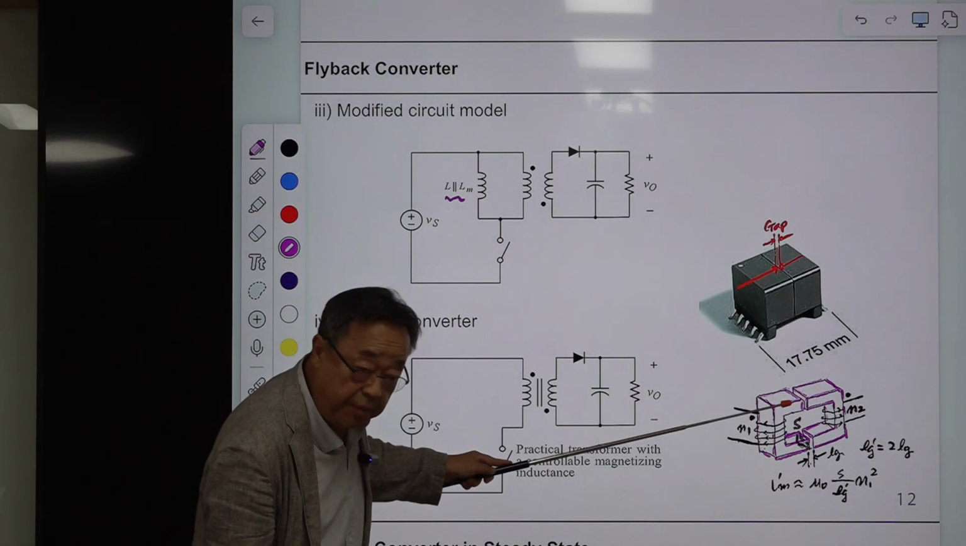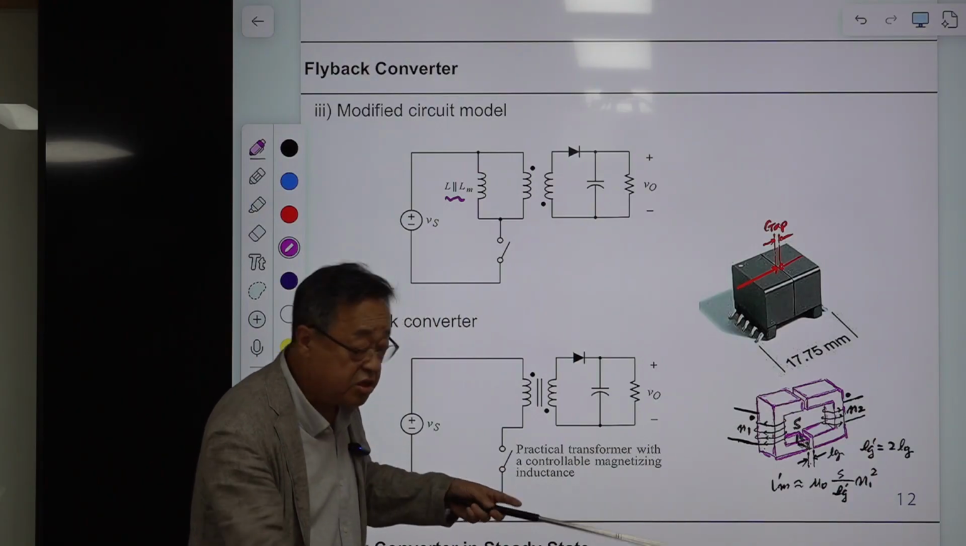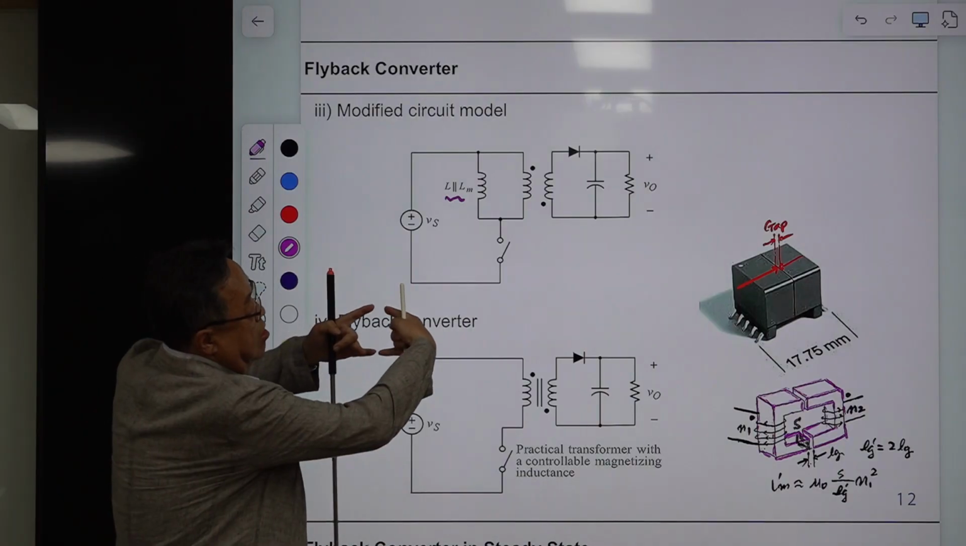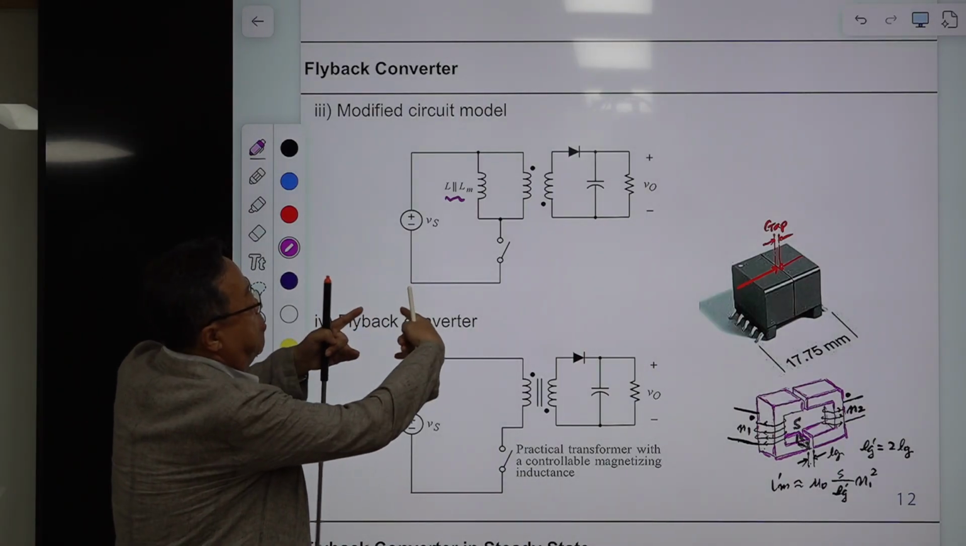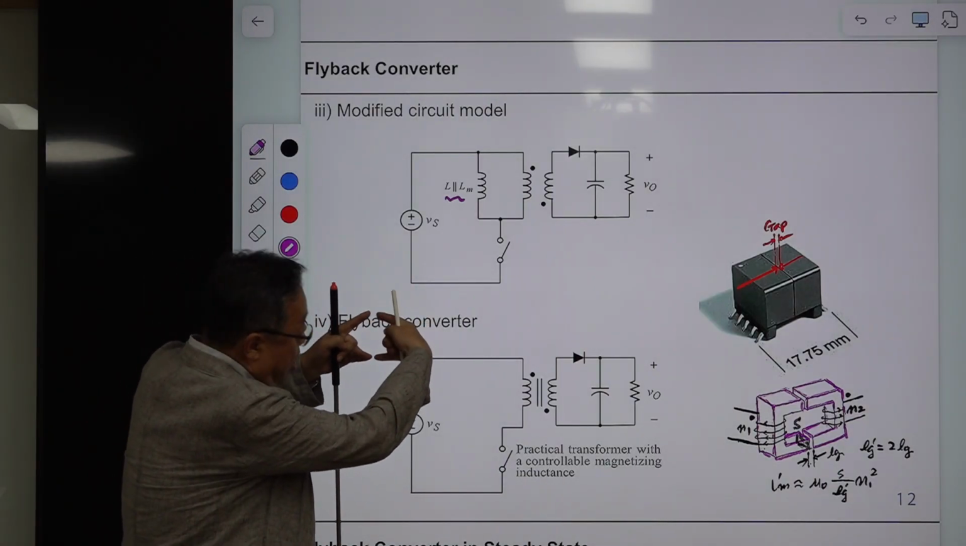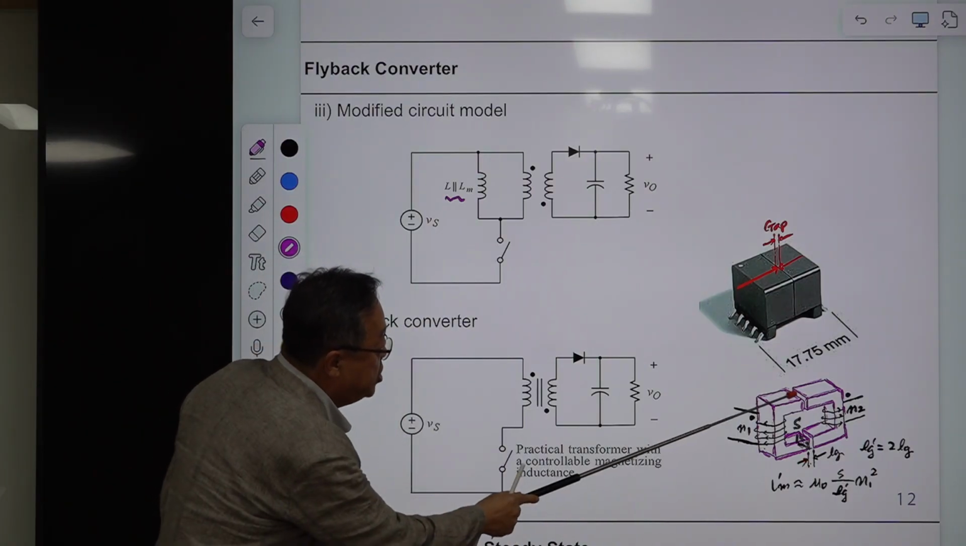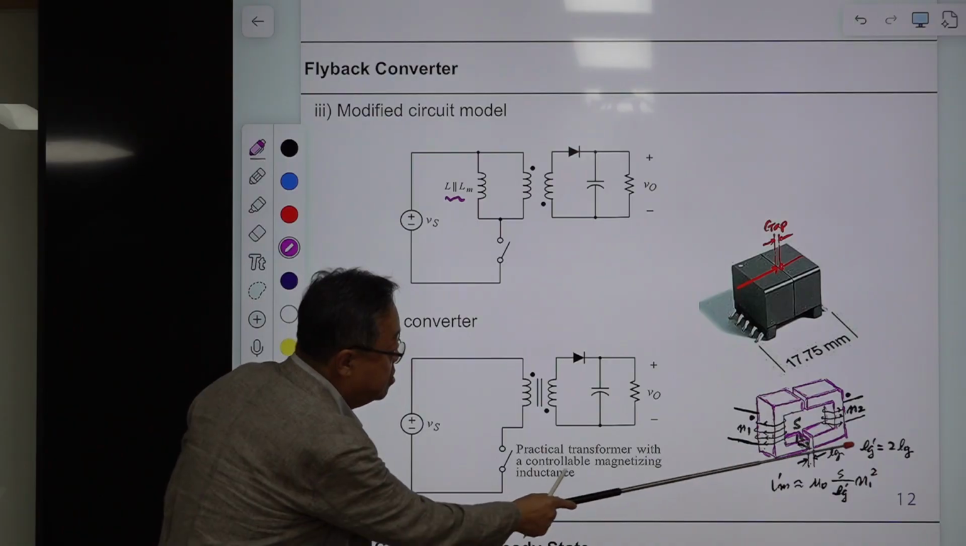You have another gap here in this structure. This is called the UU core. So the UU core was here, but they are separated. Intentionally, a gap is provided in between. So you have one gap here and another gap here. You add two gaps here.